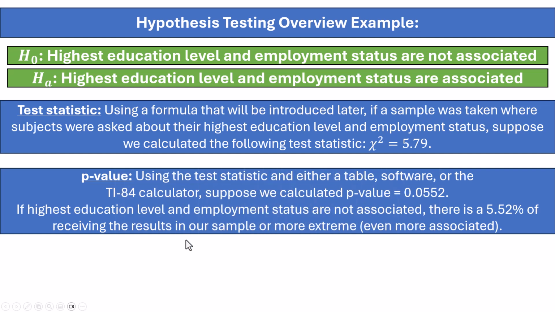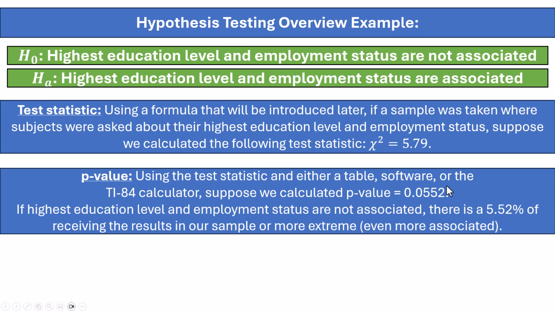And then from there, you would calculate a p-value. There are many different ways you can calculate these p-values. Typically we're going to be using the TI-84 calculator, but you could also use statistical software, or certain probability tables that have been created. But basically, you're going to be using the test statistic value that you found, and that will calculate the p-value. So let's say that we got a p-value of 0.0552.